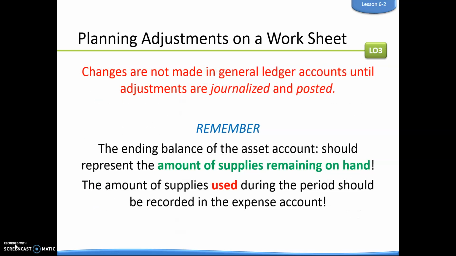So, when changes are made, okay, we don't actually do this until they are journalized and they are posted. So the ending balance of the asset account should represent the amount of supplies that are remaining on hand. The amount of supplies used during the period should be recorded in the expense account. And this is going to make more sense when I show you on the next slide, but I put this in here just so you can come back to it as a reminder. If it says the ending balance, that's the amount that we still have in our supply account. The amount used is what we need to figure out for our expense.